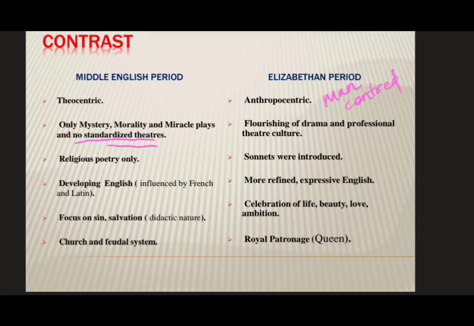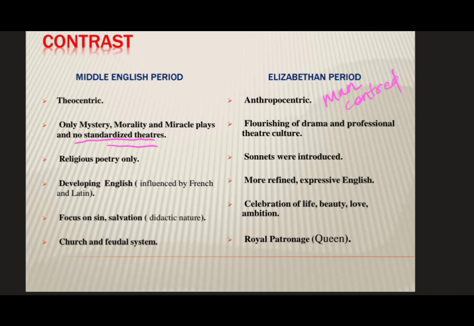Coming to poetry, in the Middle English period, we see only religious poetry. There were no other kinds of poetry, but only religious poetry that talked about morality, good versus evil, or Christ, or forgiveness, salvation, etc. But in the Elizabethan period, we see sonnets were introduced.